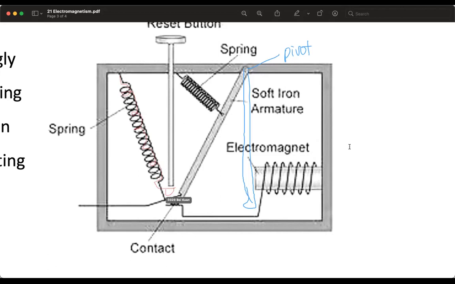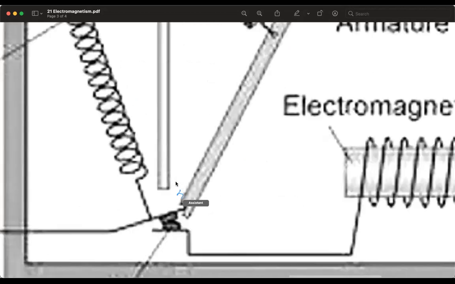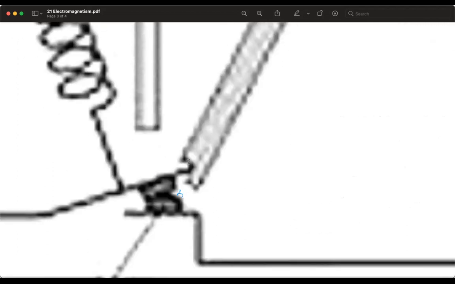Okay, let me explain. Okay, what happened is this. This soft iron armature, there's a part here that holds on to this thing here. Am I right to say that? It actually locks the contact in place. So there is a lock part here. Can you see? This contact point here is held in place by this armature.